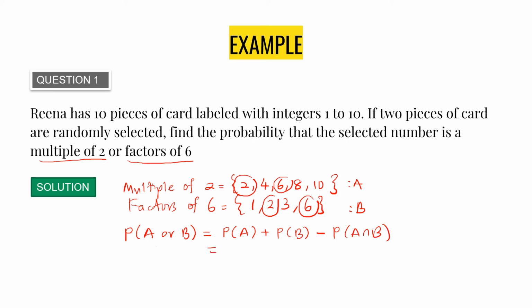So the probability of getting A, we have 1, 2, 3, 4, 5, so 5 over 10 numbers, plus the probability of getting B is 4 over 10, minus the intersection between A and B, which has 2 elements, 2 and 6, so 2 over 10. Therefore, 5 plus 4 is 9, 9 minus 2 is 7. The probability of getting a multiple of 2 or a factor of 6 is equal to 7 over 10. So that's the answer.